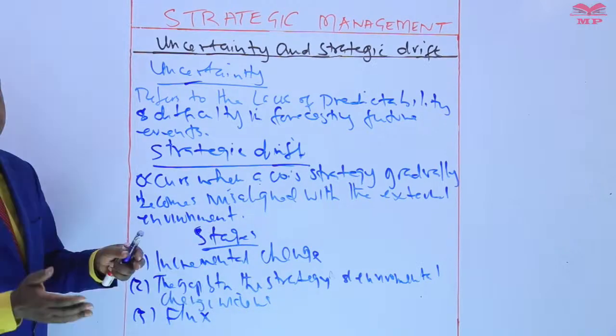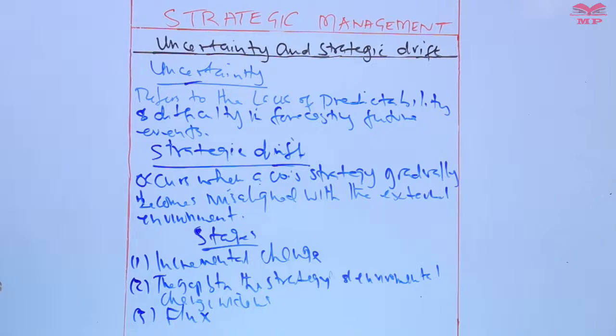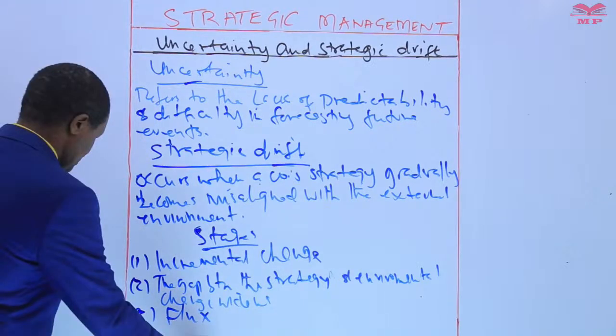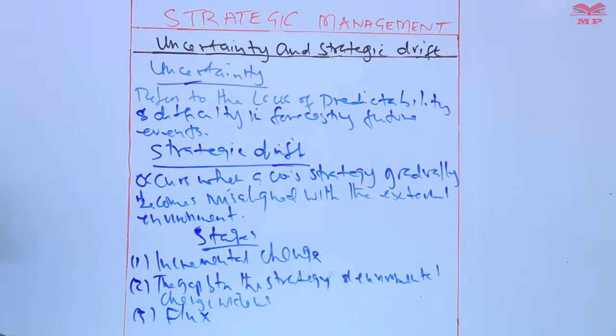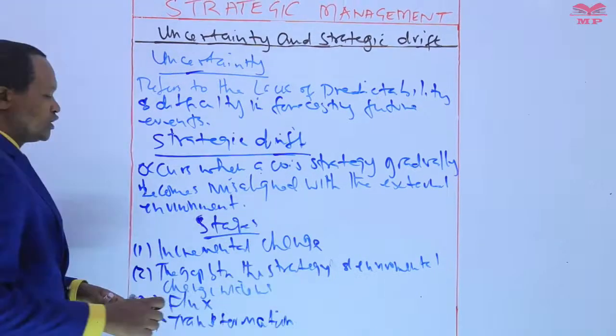So there is that period of decline or confusion as the organization tries to catch up. It tries to respond to the growing misalignment. You understand? Then after that period of confusion and instability, the company will face transformation or decline.